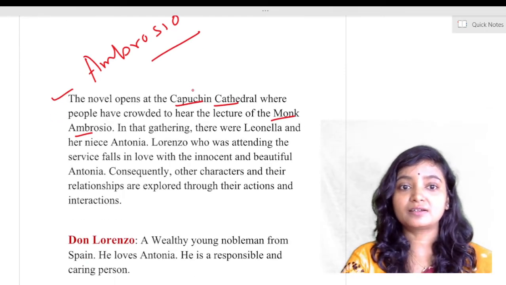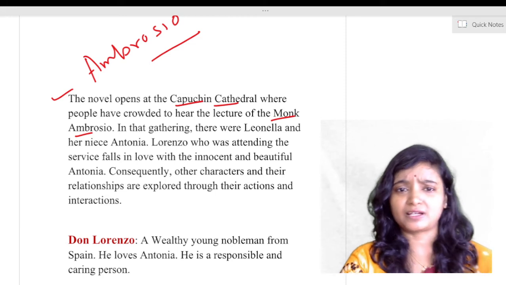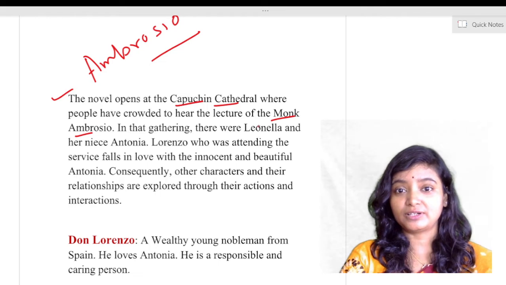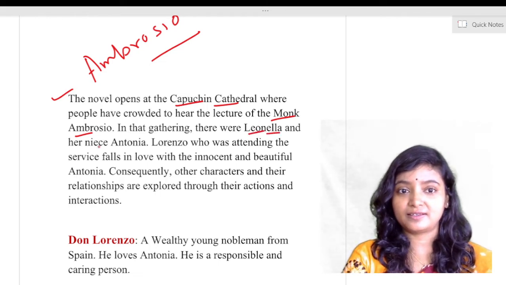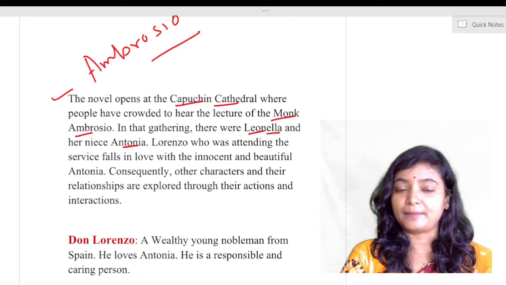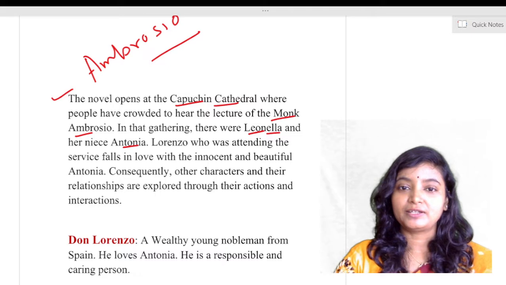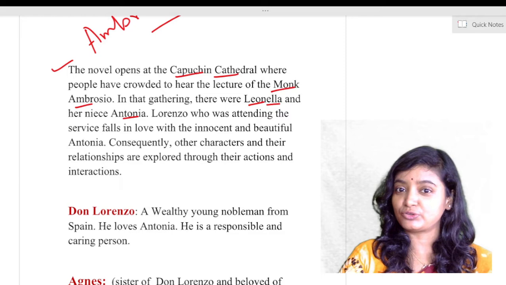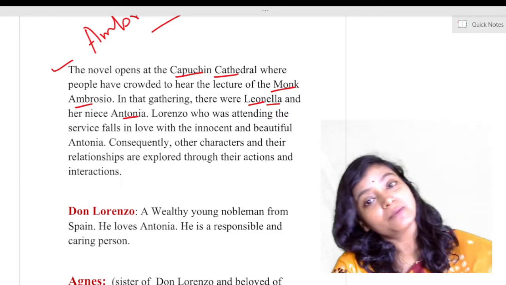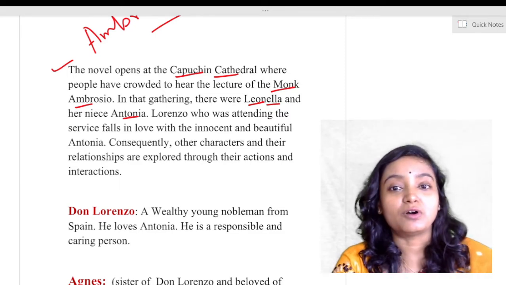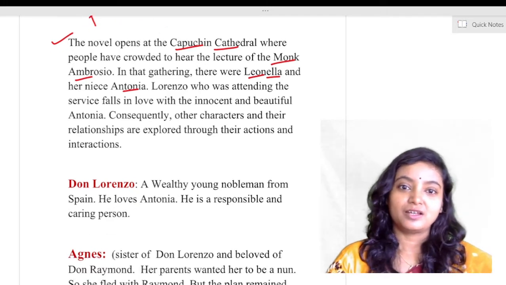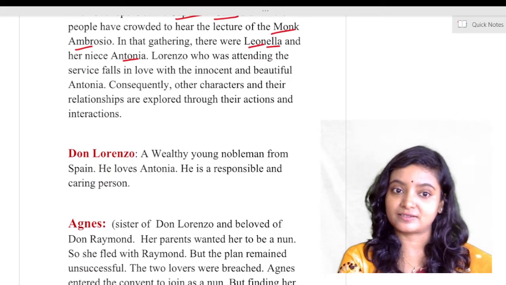Now in this gathering, people came and crowded to hear the lecture of monk Ambrosio, and there came Leonella and her niece Antonia. Now Lorenzo, another gentleman, was also present there, and he fell in love with innocent and beautiful Antonia. But at the same time, monk Ambrosio also fell in love with Antonia. Now we will explore the storyline through the characters.